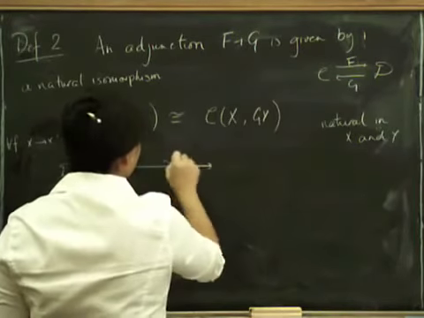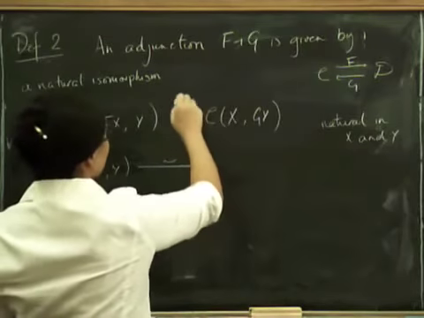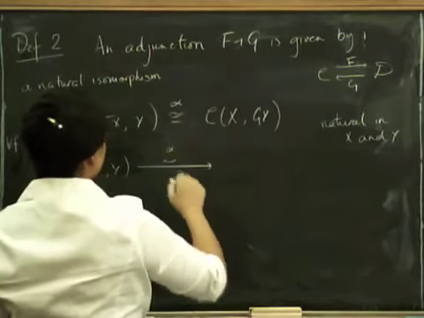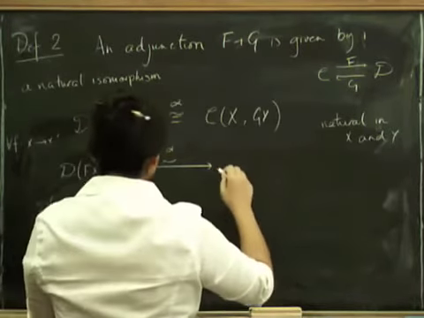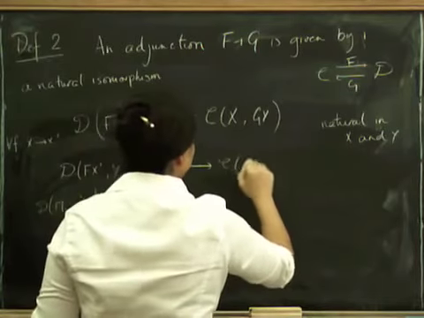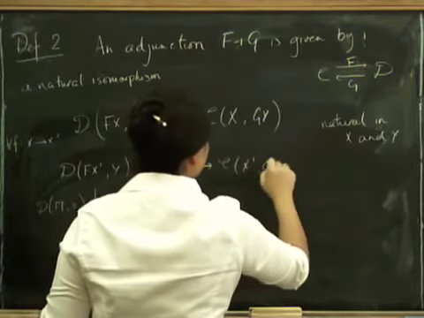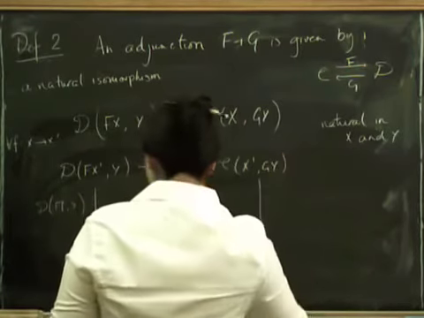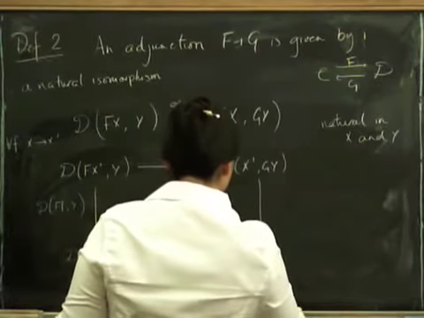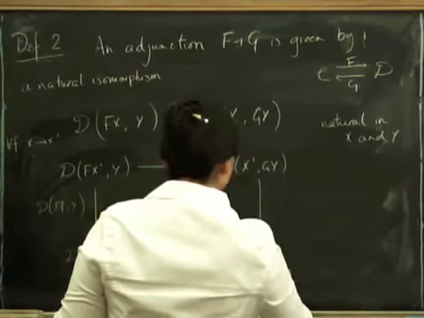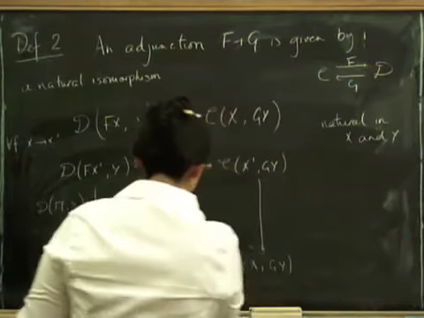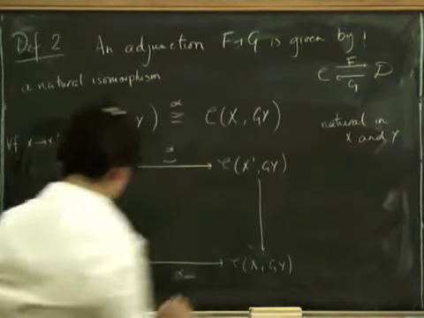Over here, you get your natural isomorphism that's given by this. Let's call this alpha. It's a component of alpha anyway. And that takes us over to c of x prime, gy. And this takes us down to c of x comma gy. And this is another component of alpha.